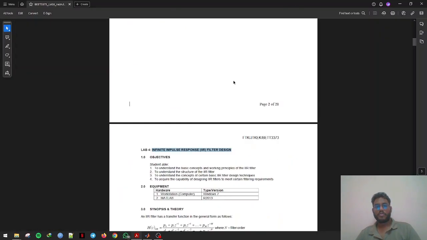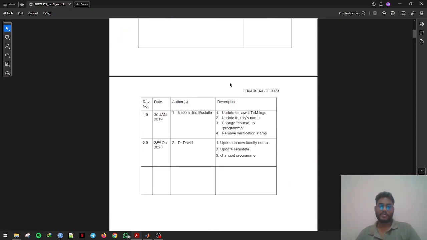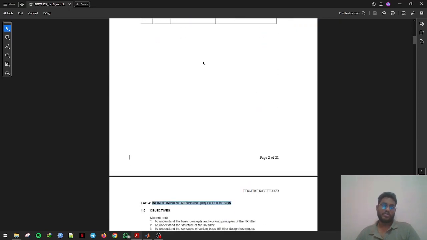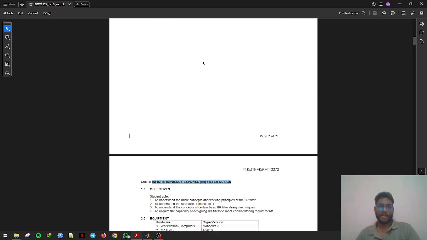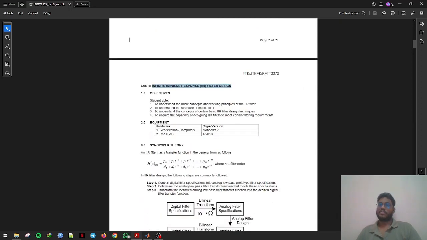B0821103889. So today, NAZRUL and I would like to present Lab 3, the infinite impulse response filter design. I take the part 1 topic. Before that, I will explain the introduction.